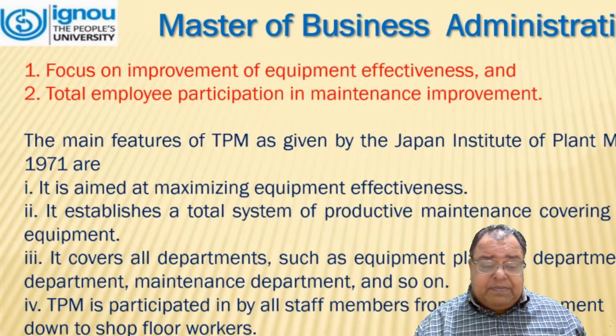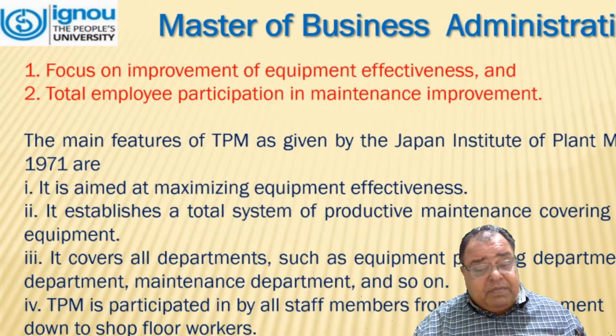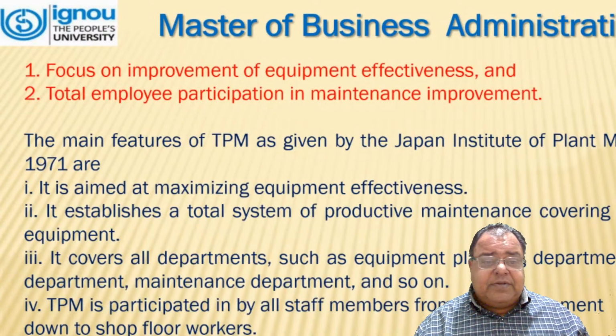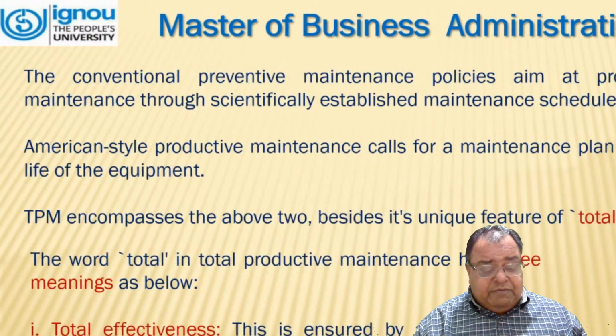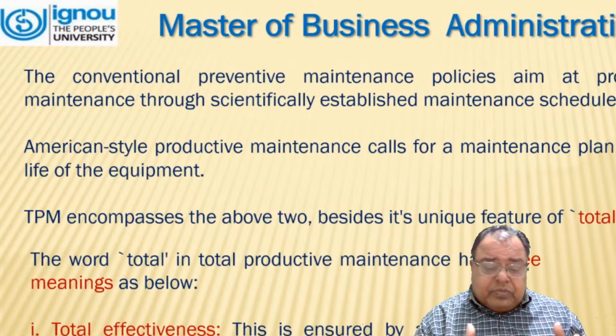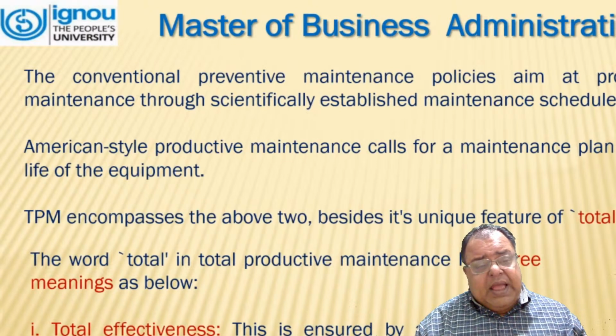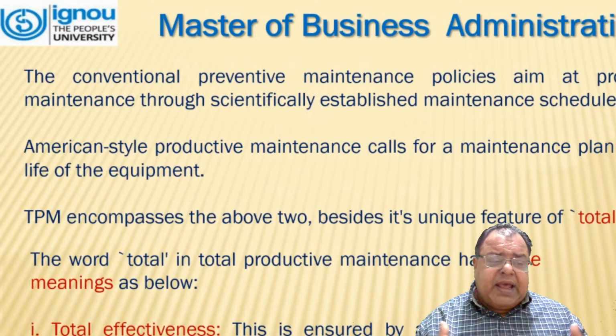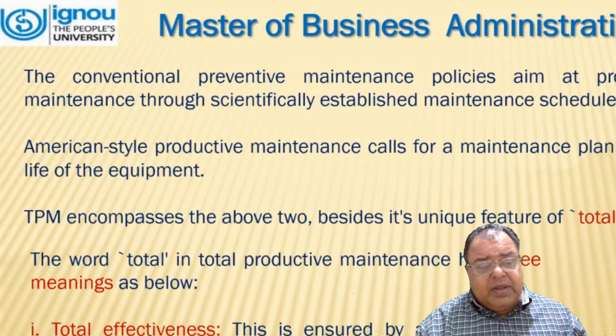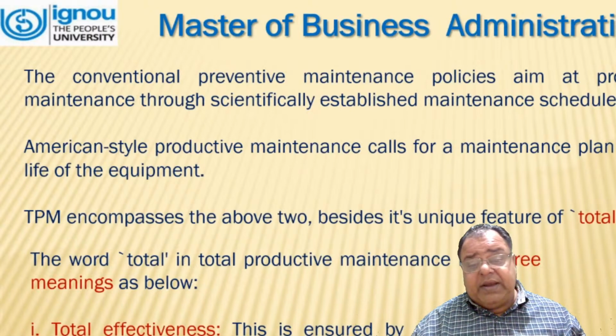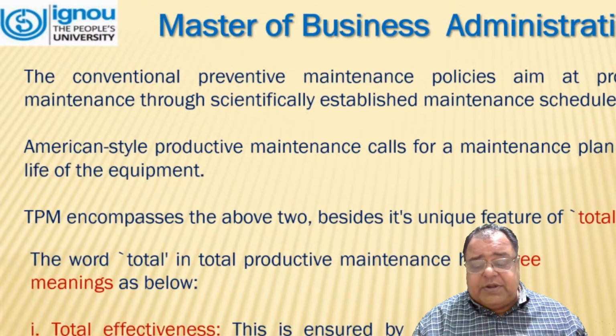TPM is participated in by all staff members from top management down to the shop floor workers, and it promotes productive maintenance through autonomous activities. The conventional preventive maintenance policies aim at profitable preventive maintenance through scientifically established maintenance schedules. American style productive maintenance calls for a maintenance plan covering the entire life of the equipment. TPM encompasses the above two, besides its unique feature of total participation.